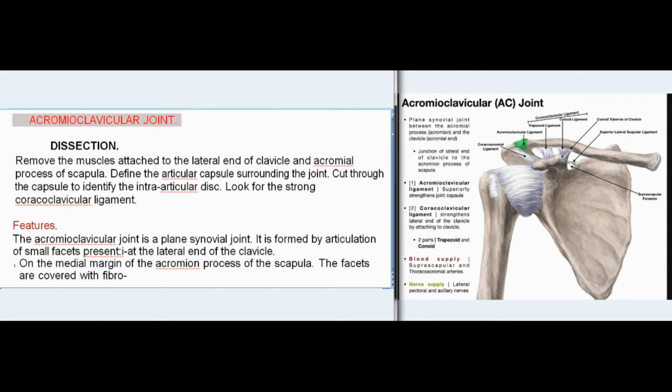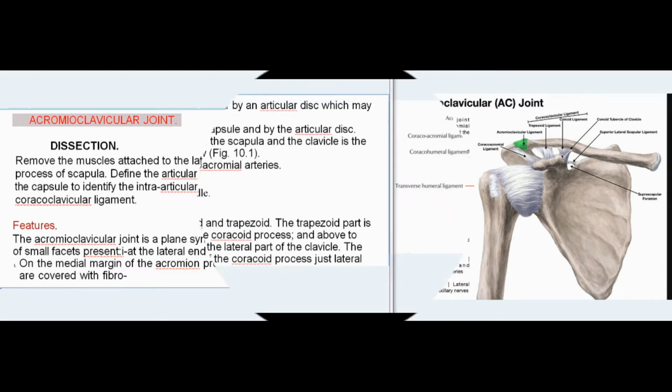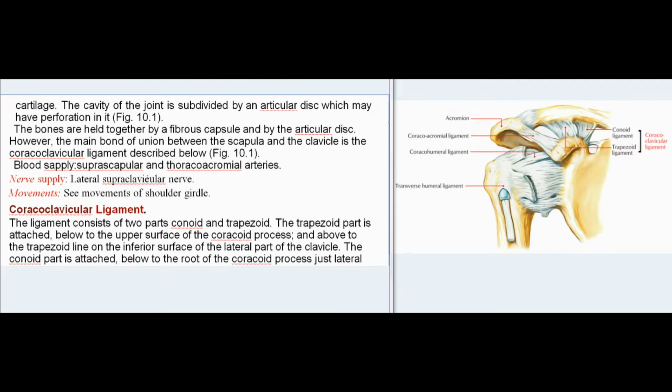It is formed by articulation of small facets present at the lateral end of the clavicle, on the medial margin of the acromion process of the scapula. The facets are covered with fibrocartilage. The cavity of the joint is subdivided by an articular disc which may have perforation in it, Fig 10.1. The bones are held together by a fibrous capsule and by the articular disc. However, the main bond of union between the scapula and the clavicle is the coracoclavicular ligament described below, Fig 10.1.